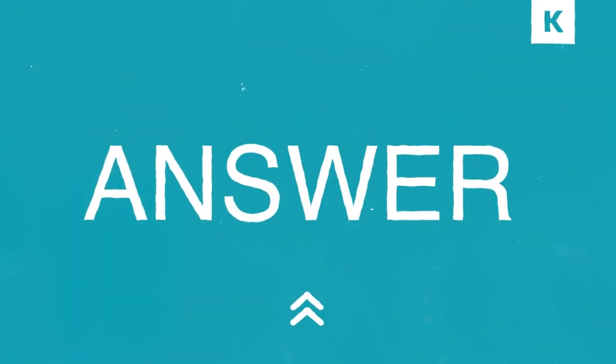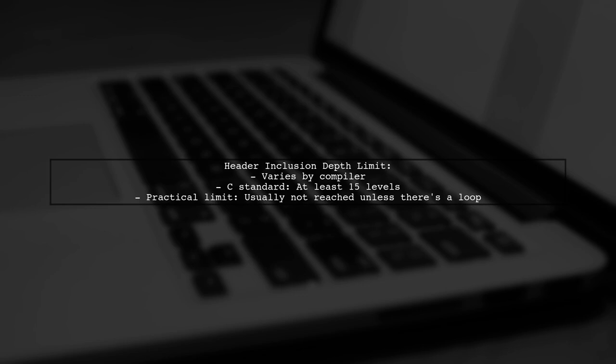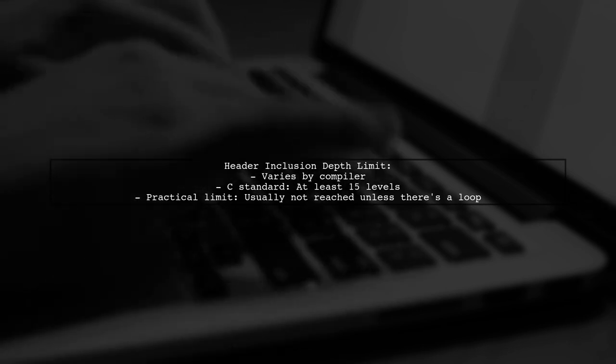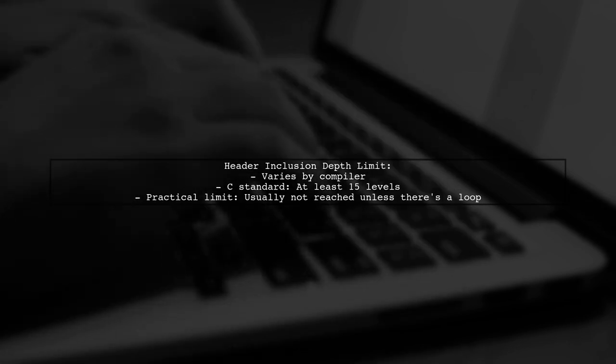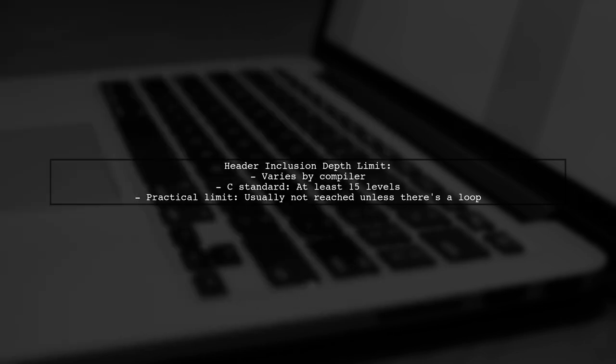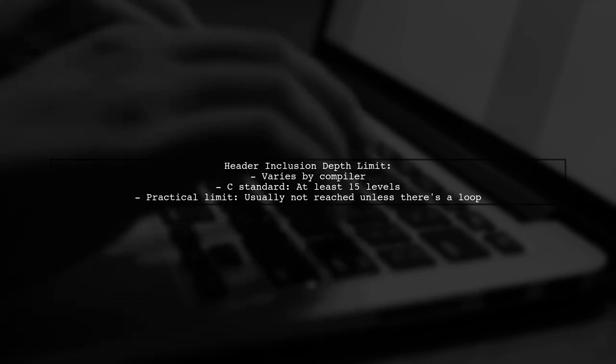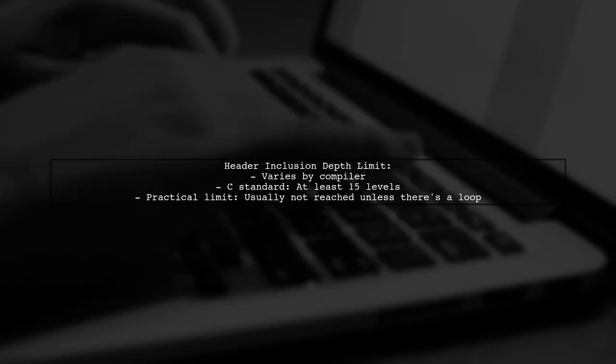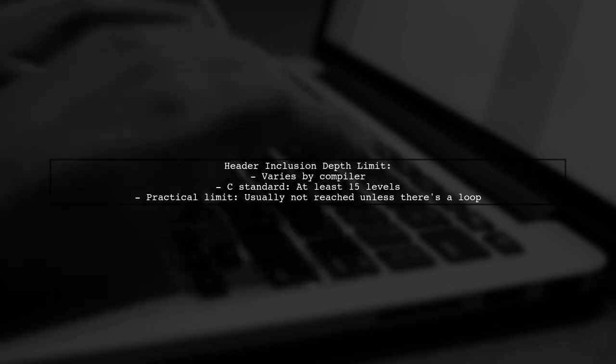Let's now look at a user-suggested answer. There's a limit to how deep header files can be included, and this varies by compiler. The C standard specifies that at least 15 levels of nesting must be supported. However, in practice, you might not reach this limit unless there's a loop in your includes.